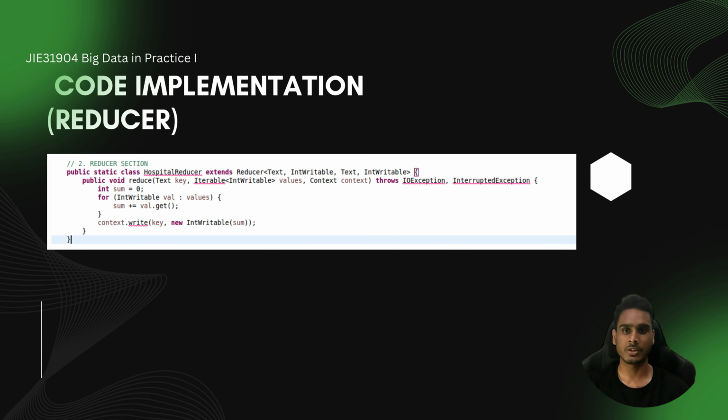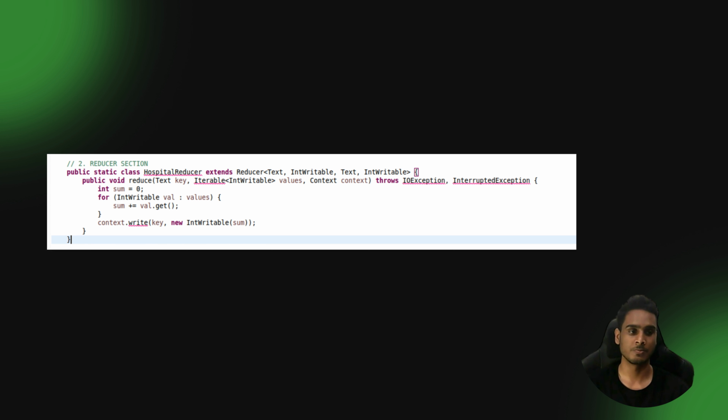The reducer receives a key and an iterable list of ones. In this section of code, I initialize a sum variable to 0. I then use a for each loop to iterate through every one collected during the shuffle phase and add them to my total. Finally, the context.write method outputs the diagnosis name alongside its final calculated sum. This is where the actual counting happens.